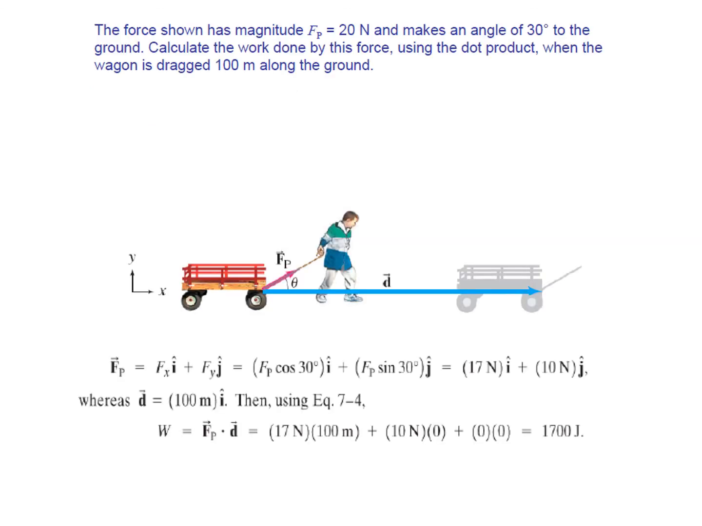This is an example of the scalar quantity of the vector dot product. The force shown has a magnitude of 20 Newtons and makes an angle of 30 degrees to the ground. Calculate the work done. Work is where we apply the dot product. As stated in the question, the wagon is pulled 100 meters along the ground, so what is the value of the work?